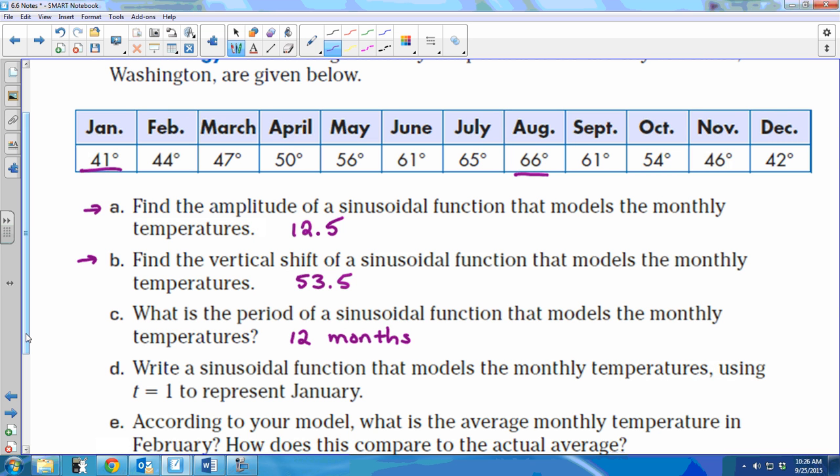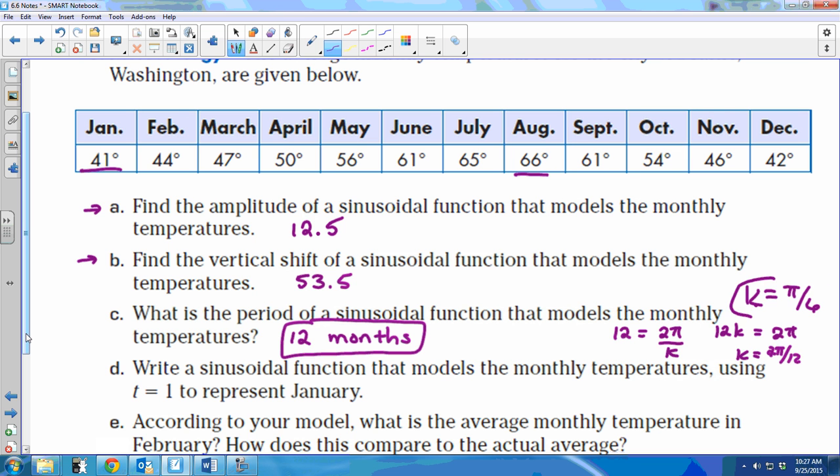And well, you can use that to find k, because we're going to have to write an equation in a second. So this is the actual period, and then 12 equals 2 pi over k. 12k equals 2 pi. So 2 pi over 12 reduces down to pi over 6. We're going to need that in a second. But the period itself is actually 12 months. Any questions on A, B, or C?